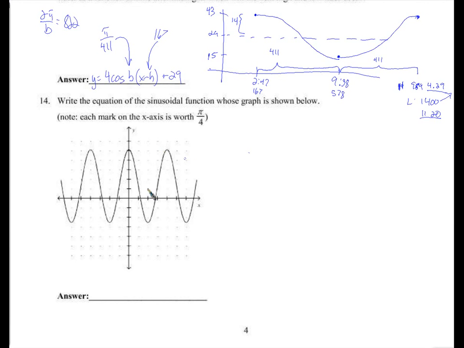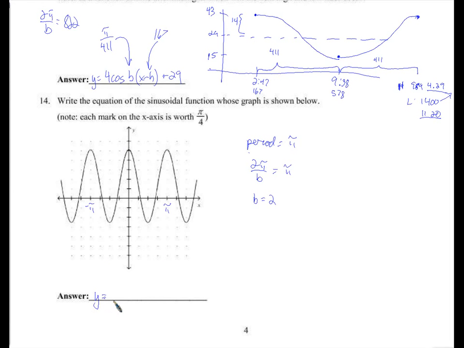And the last one, each of these marks is worth pi over 4, which means pi over 4, pi over 2, 3 pi over 4, this is pi. This would be negative pi. We can see that that is one full period, so the period is equal to pi. We know 2 pi over b equals the period. Solve for b, we get b is 2. I can see there's an amplitude change and a vertical shift, but it doesn't look like there's a horizontal shift, so we don't have to do anything there.